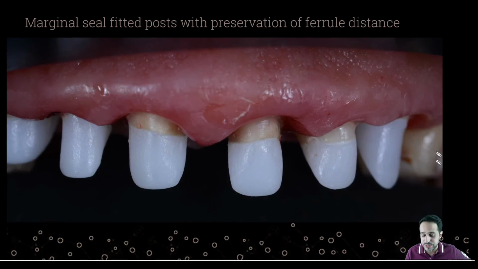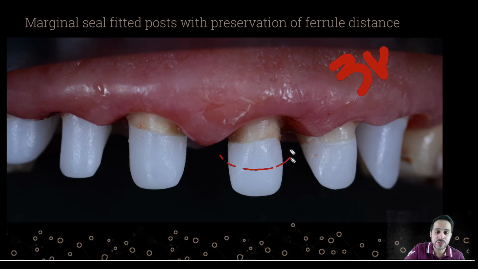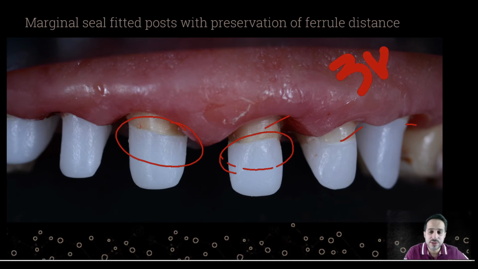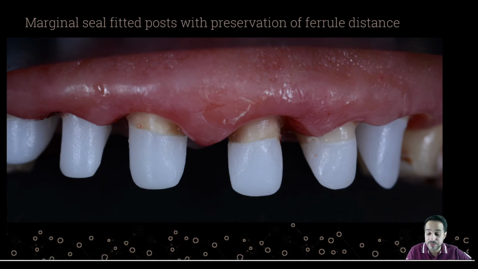So this is the third visit. The patient came in, everything is ready. We have the bridge, we have the posts. We just did a try-in for our post to make sure from the fitting. Here's the ferrule effect. It's more than 2 to 3 millimeter. Check the fitting of your posts, and everything goes as we planned from the beginning.